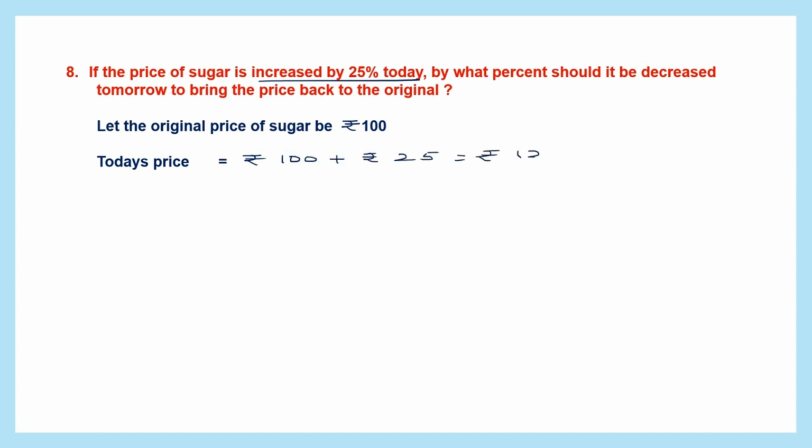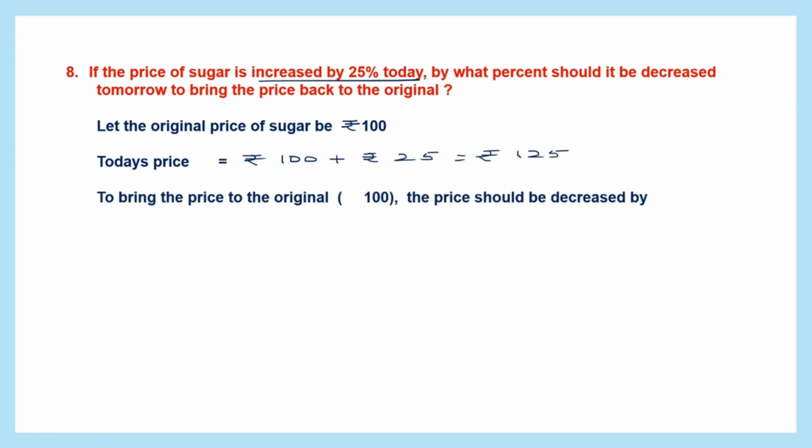This is today's price. Now, the next step is to bring the price back to the original. And what is the original? 100 rupees. The price should be decreased by how much? So, original was so much. Today's price is so much. If we have to bring it back to 100, from here to 100, we should decrease it by how much? By subtracting these two, we find 125 minus 100 rupees, which is equal to 25 rupees. It should be reduced by 25 rupees.